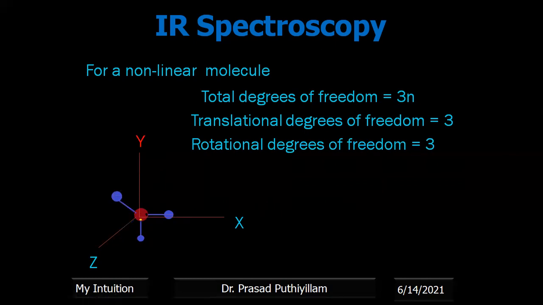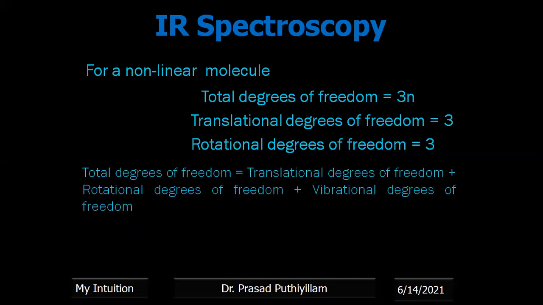Say the molecule rotates through the Y axis, or the rotation through the X axis, or the rotation through the Z axis. All the 3 possibilities of rotation are possible. The molecule undergoes rotation. Therefore, rotational degree of freedom is 3.